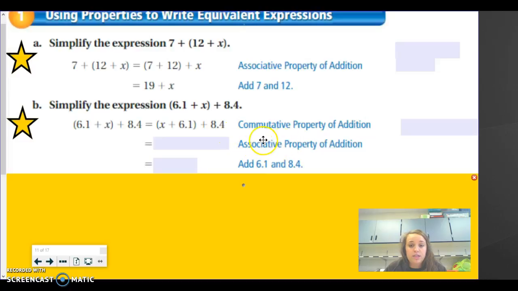Now I'm going to use the associative property, and instead of grouping x and 6.1, I'm going to group 6.1 and 8.4 because I can actually add those two terms together. Now I'm going to add those, and I'm going to end up with 14.5, and since I can't add x to 14.5 since I don't know what it is, the simplifying of this expression is done.